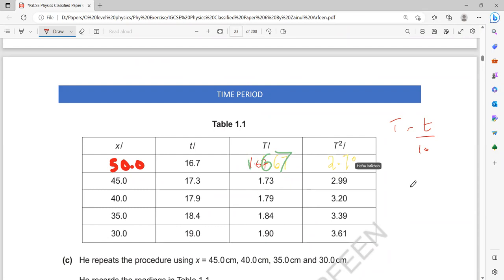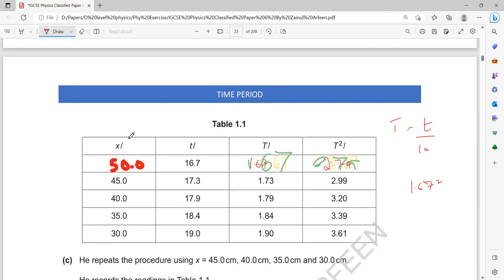And then t square: 1.67, you just have to square that. So that's equal to 2 point something. But you can see two decimal places are there, so this number should also be 2 decimal places. So it will be 2.79. Yeah, so that will be 2.79.